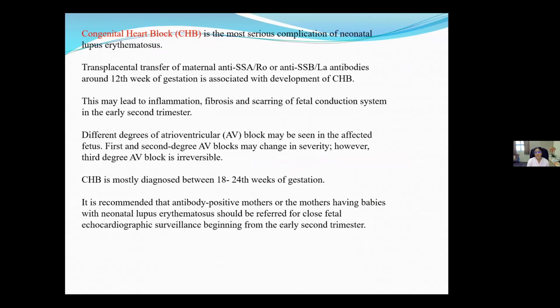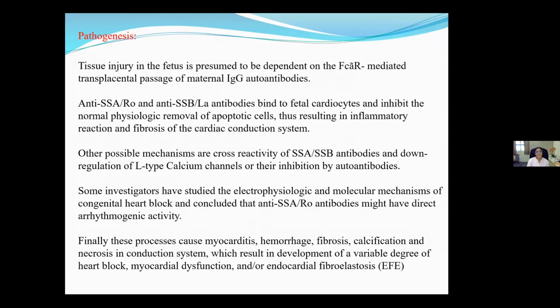Different degrees of atrioventricular block may be seen in the affected fetus. First and second degree AV blocks may change in severity. However, the third degree AV block is usually irreversible. Congenital heart block is mostly diagnosed between 18 to 24 weeks of gestation. It is recommended that antibody-positive mothers or mothers having babies with neonatal lupus should be referred for close fetal echo surveillance beginning from early second trimester.